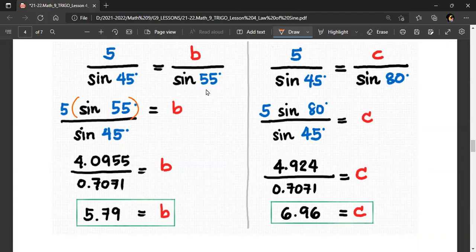Now, if we divide this numerical numerator and the denominator, we will come up with 5.79 units. If the unit of measurement is not given in the problem, therefore we will just be using units. Now, this 5.79 will be the measurement for the side B. So we're done with the side B.